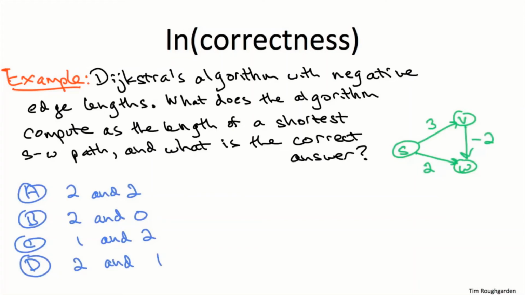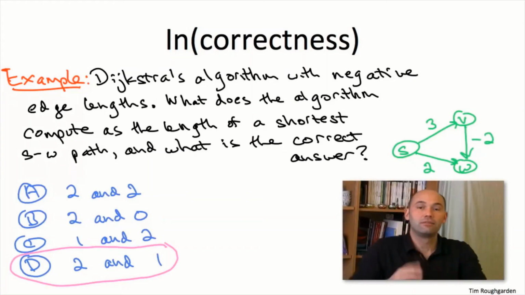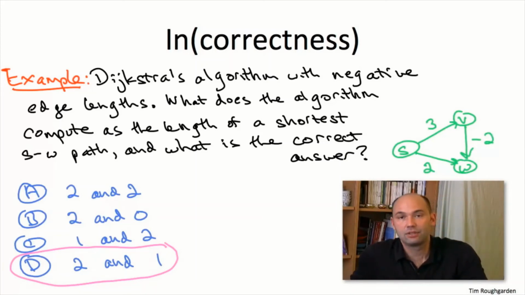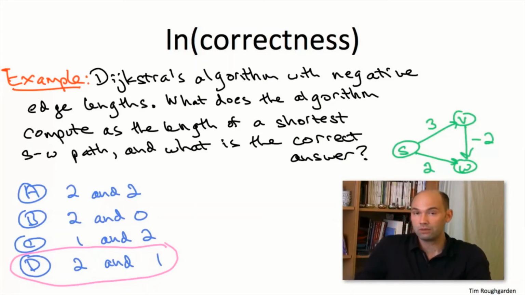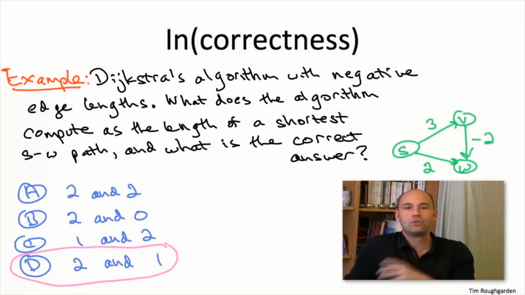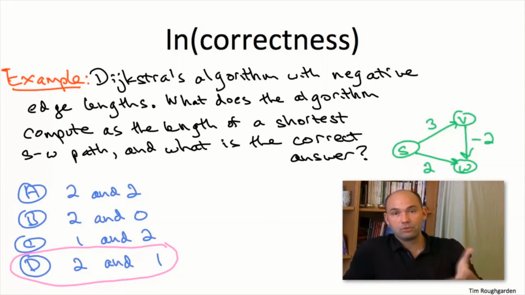What is the actual length of a shortest path from S to W, where there's only 2 paths at all in the graph, the one straight from S to W that has length 2, and the one that goes via the intermediate point V that has length 3 plus -2 equal to 1, which is shorter. So SVW is the shortest path that has length 1. Why is Dijkstra incorrect? Well, if you go back to the pseudocode of Dijkstra, you'll see that in the very first iteration, it will greedily find the closest vertex to S. In that case, this is W. W is closer than V.